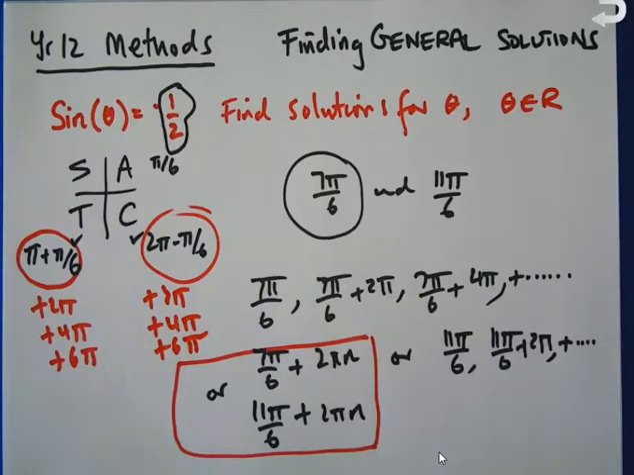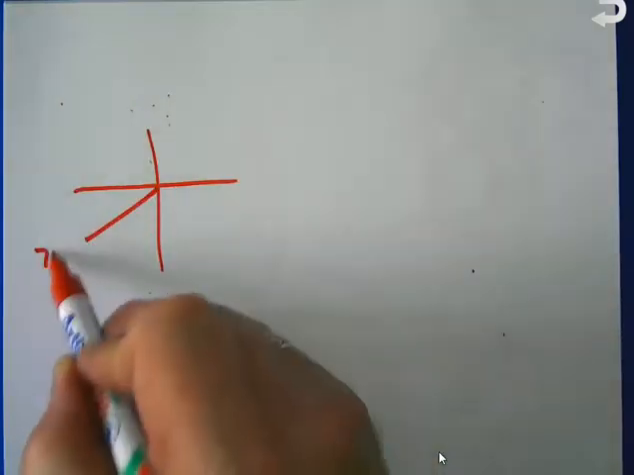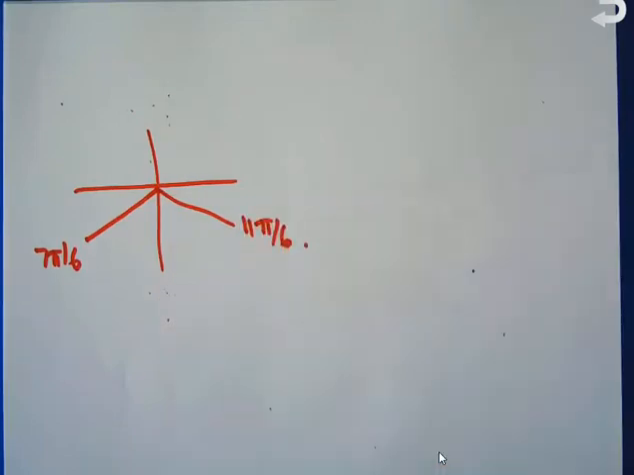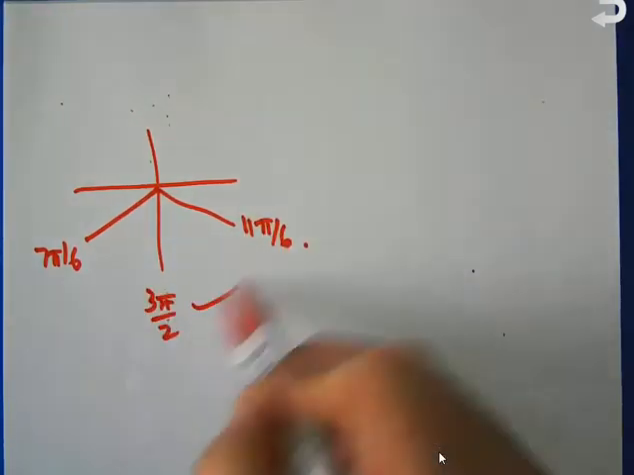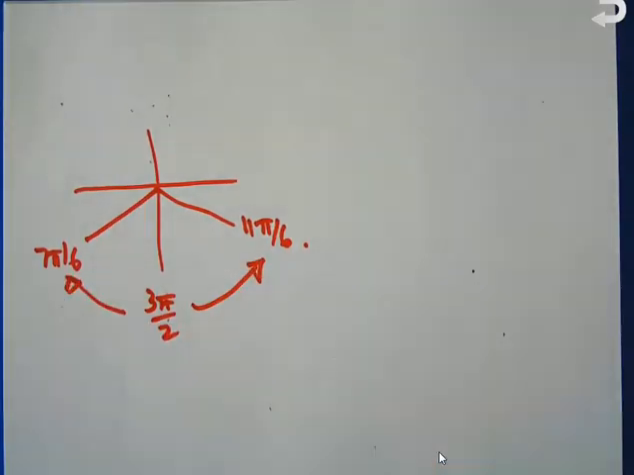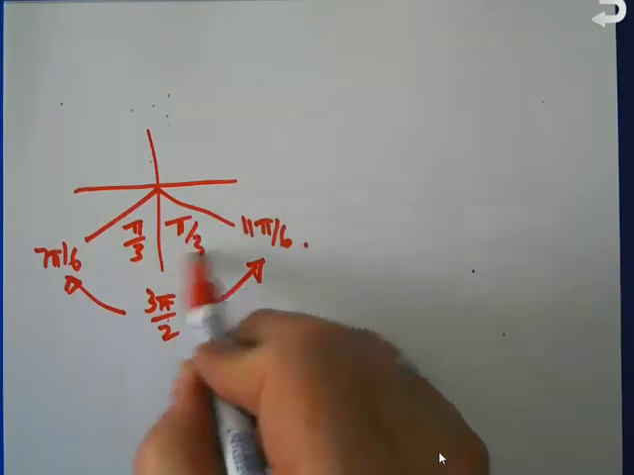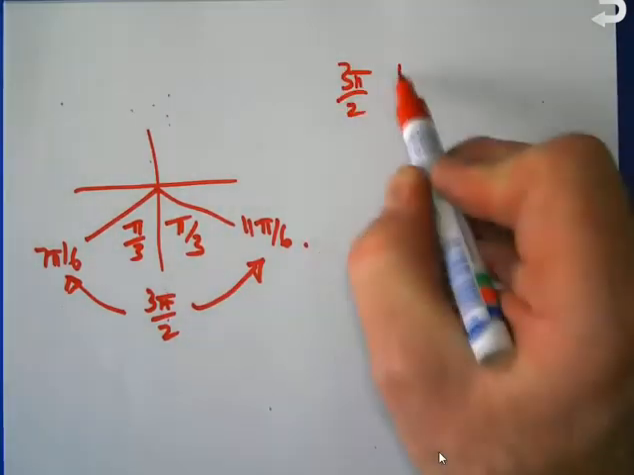Now there is another way of looking at that, because my answers in this particular case are 7 pi on 6 and 11 pi on 6, which is the same as 3 pi on 2 plus or minus a particular value. And that particular value is pi on 3. So I could see it as being 3 pi on 2 plus or minus pi on 3.